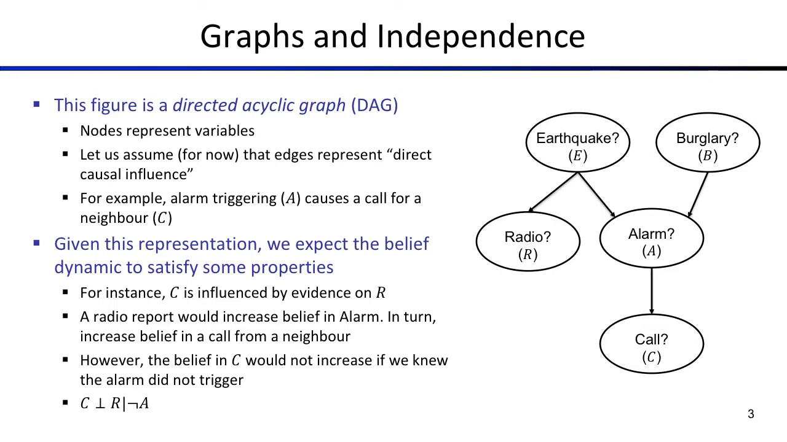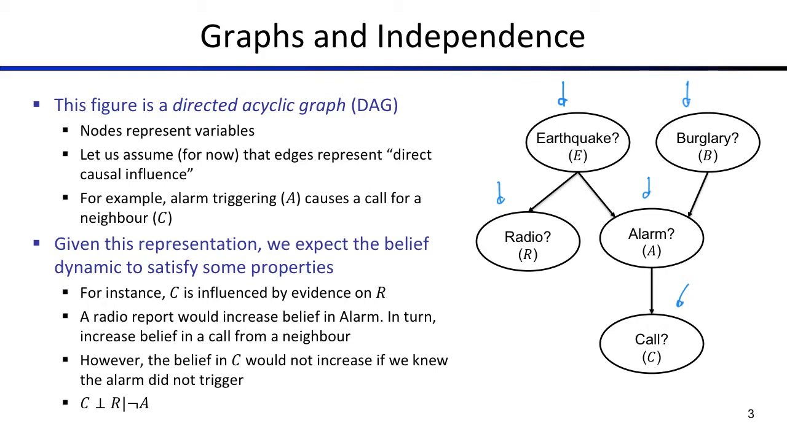I have an example here, and it involves a series of variables. Each variable will be associated with a node in the graph. So we have earthquake here as the variable E, burglary, radio, alarm, and the call. In this graph, what we are saying is that an earthquake can make us hear a report on the radio talking about the earthquake. So if we have an earthquake, it increases the chances of having a report on the radio about that earthquake. The earthquake is also a possible cause for an alarm.